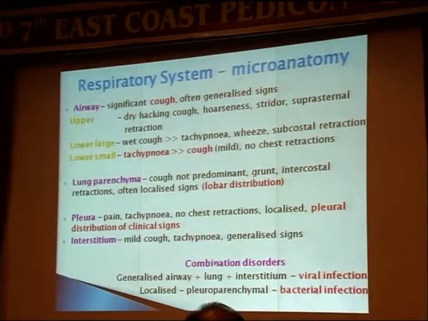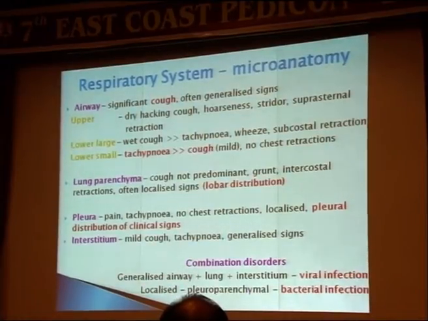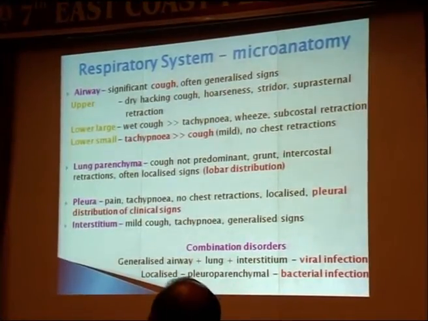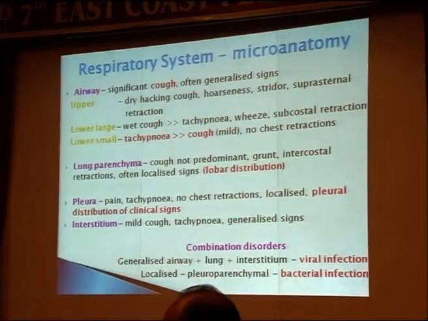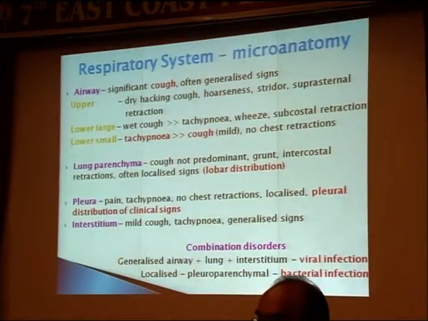And therefore we talk of combinations. When you have generalized signs, we said earlier while discussing fever that viral infections are generalized. That means right from the nose to the throat to the chest. So if you have generalized signs of airway plus lung plus interstitium, it's likely to be a viral infection. If we have localized signs, it's pleuroparenchymal, it's likely to be a bacterial infection. I think most of the time this will hold true. There would be small exceptions which may be not very uncommon.